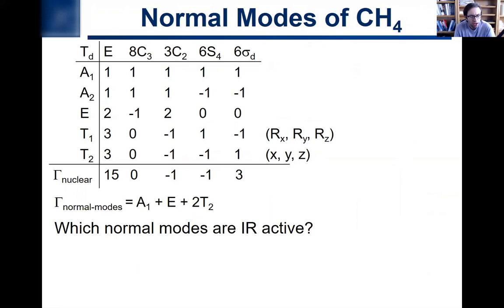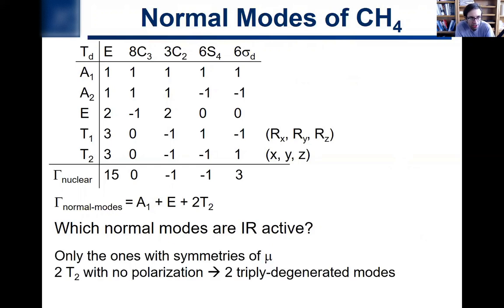All right, so now let's go back to the problem at hand, which was looking at normal modes of methane. And we found that there were 4 sets of normal modes, but 9 modes total, right? If we count degeneracies, those were A1 plus E plus 2T2. So which ones are IR active? Well, you look at which ones have the same symmetry as the transition moment operator. And remember, for IR spectroscopy that's the x vector, y vector, and z vector.